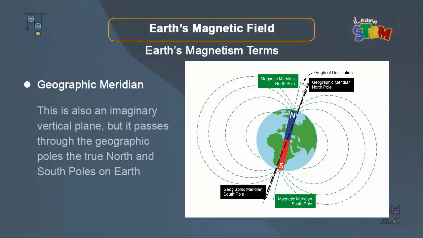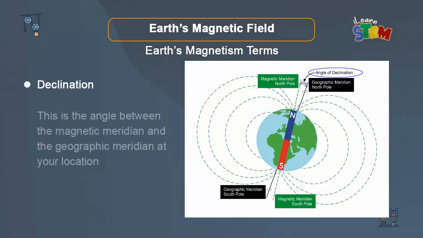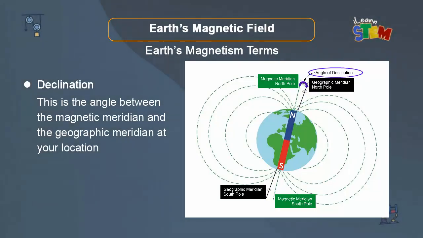Geographic meridian. This is also an imaginary vertical plane, but it passes through the geographic poles, the true north and south poles on Earth. This line shows the true north-south direction. Declination. Declination is the angle between the magnetic meridian and the geographic meridian at your location. This angle tells you how much your compass needle points away from true north.